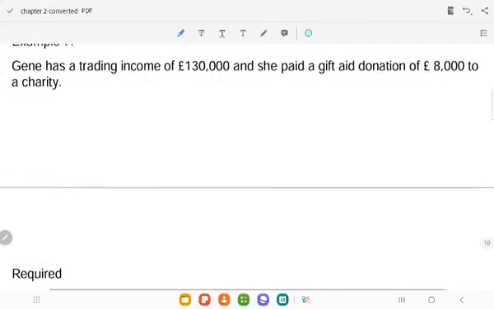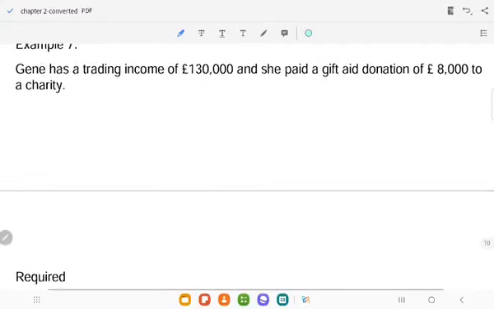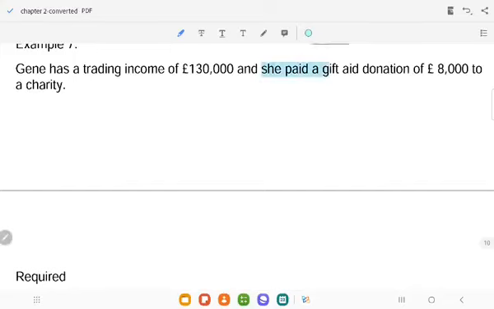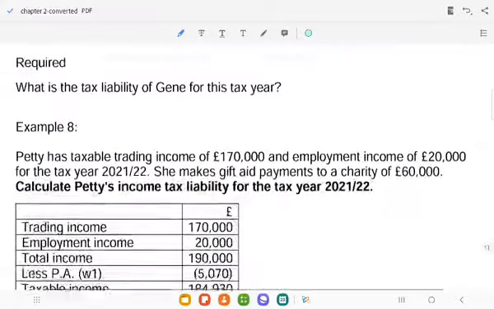Jenny has a trading income of 1,30,000 and a Gift Aid donation of 8,000. You have to calculate what the effects of this Gift Aid donation are. But remember that if the wording used is that she paid a Gift Aid donation, it means she is paying the net amount, and you have to convert it to the gross amount.